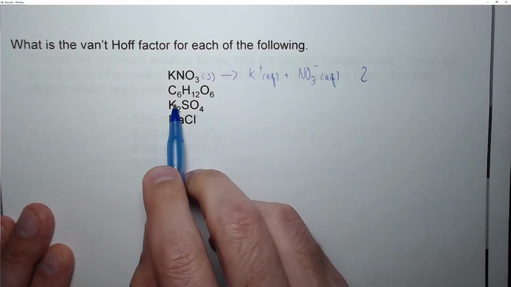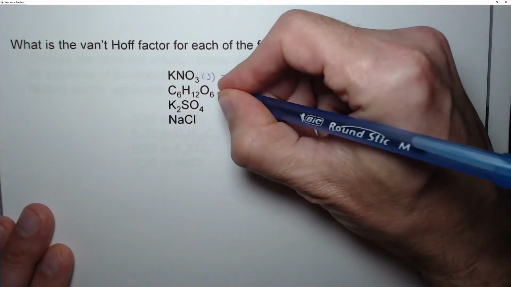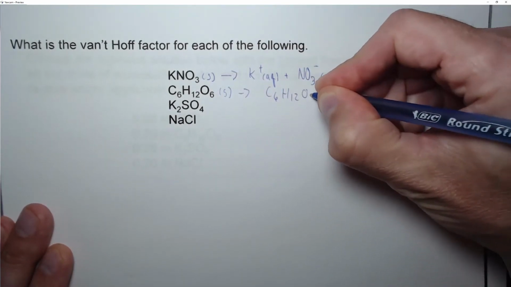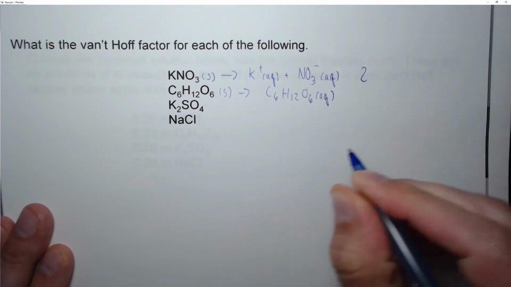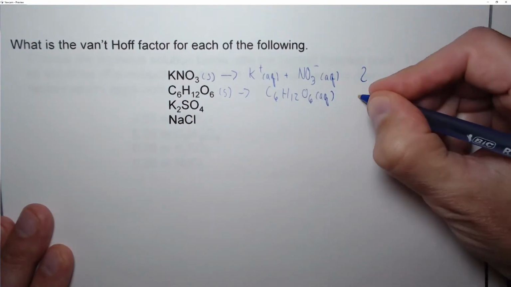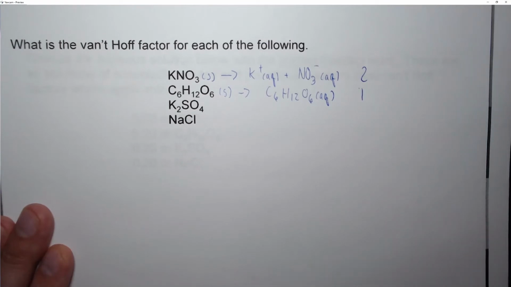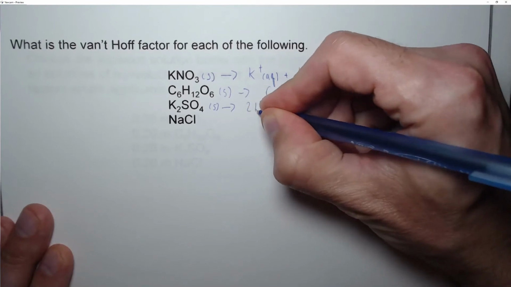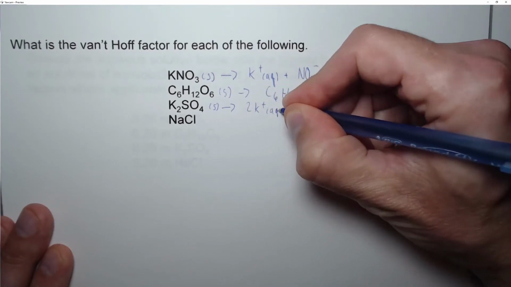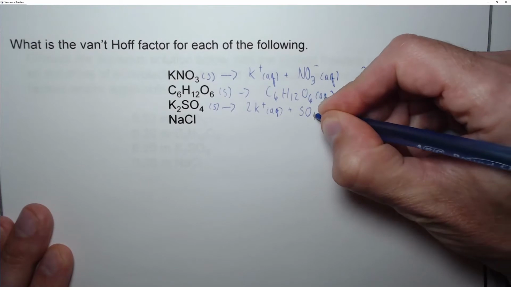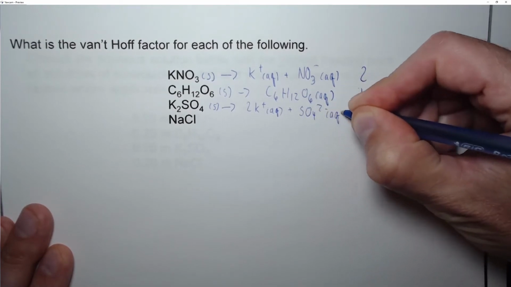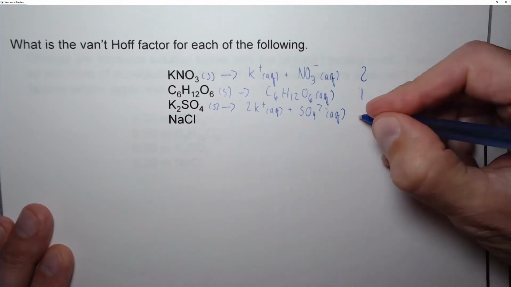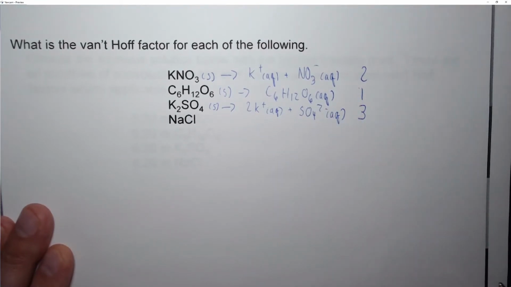All right. If I have C6H12O6 solid, that becomes C6H12O6 aqueous. It doesn't break up because it's covalent when it dissolves in water. So the Vant Hoff factor here is 1. If I have potassium sulfate, it's going to break up into 2K+ aqueous and an SO4 2- aqueous. So there's 2 potassiums and a sulfate, so 1, 2, 3 total things. So the Vant Hoff factor here is 3.